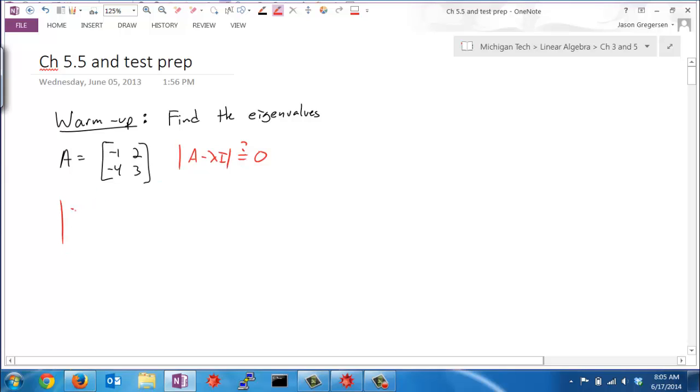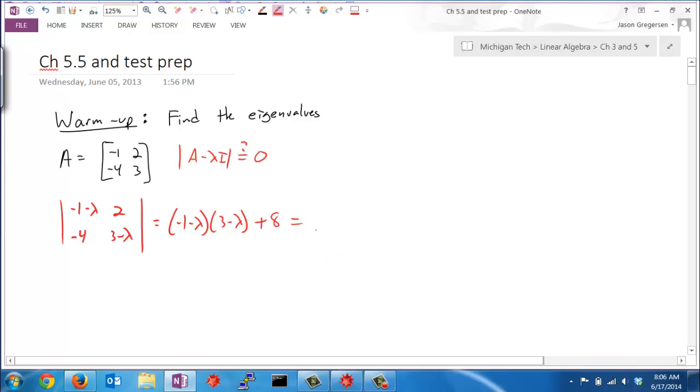So that determinant is minus 1 minus lambda, 2, 4, and 3 minus lambda. Essentially subtracting lambda on the diagonals. So now we do the determinant calculation. I'm going to get negative 1 minus lambda times 3 minus lambda minus, that should be a negative 4 down here, minus a negative 8, so that's positive 8.